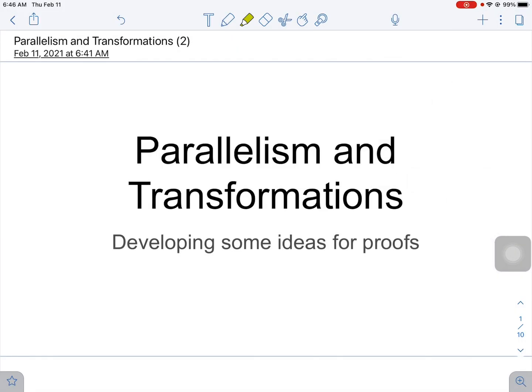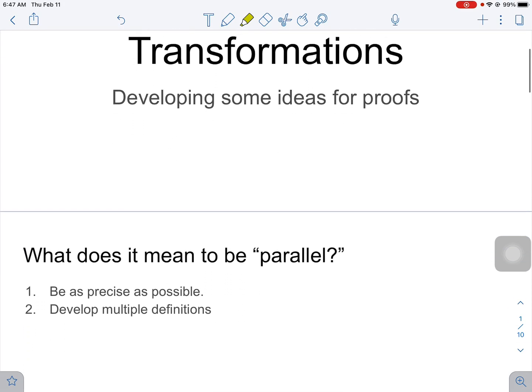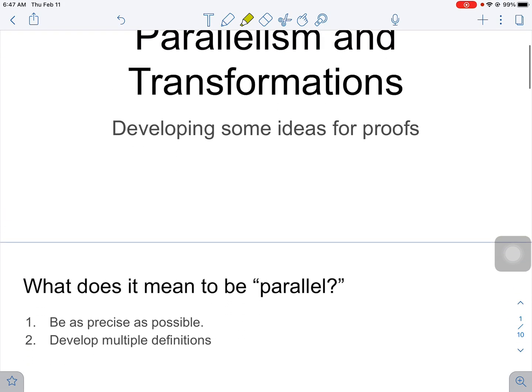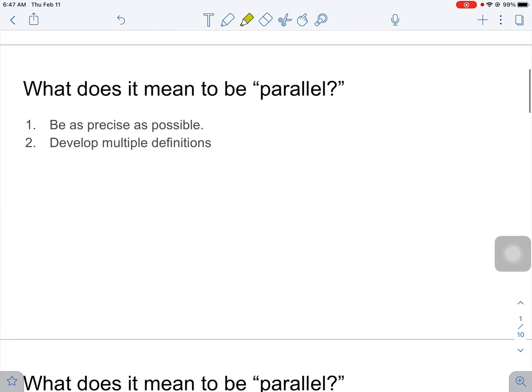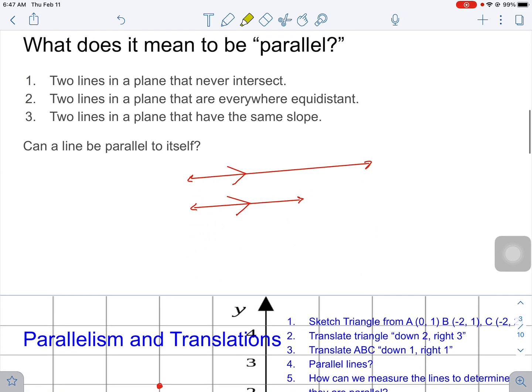Welcome. Here are some ideas about parallelism with some different transformations and trying to determine after the transformation if the image is still parallel. And we can use these in our proofs once we've developed these. So the first thing is, what does it mean to be parallel? Note that these little arrows here are a shorthand way to indicate that these two lines are parallel. Their definition is two lines that never intersect.